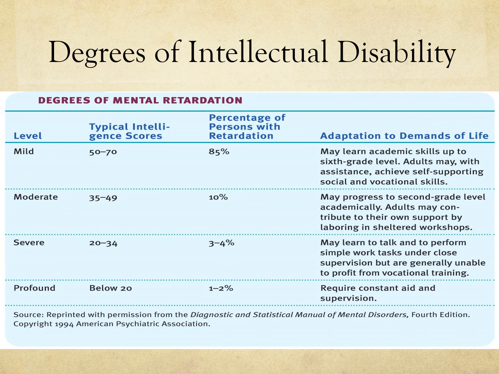Severe IQ is around 20 to 34. This is only about 3 to 4% of people with intellectual disabilities. They may learn to talk and perform simple work tasks under close supervision, but are generally unable to profit from any vocational training. And then lastly, we have profound intellectual disability, which is anything below 20, or the low 20s. This is only 1 to 2% of the people with intellectual disabilities, and these are the people that require constant aid and supervision.